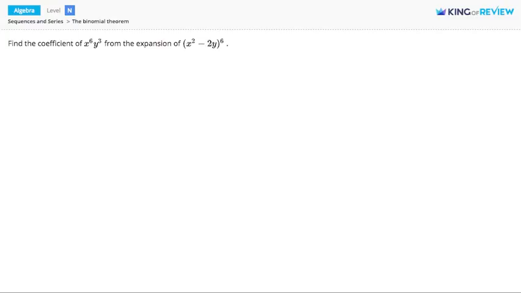Here we need to expand (x squared minus 2y) all raised to the sixth power, to find the coefficient of the term with x to the sixth and y cubed in it. Multiplying this binomial by itself 6 times would be difficult and time-consuming, so there's a nice shortcut called the Binomial Theorem, named because this polynomial, x squared minus 2y, is a binomial.